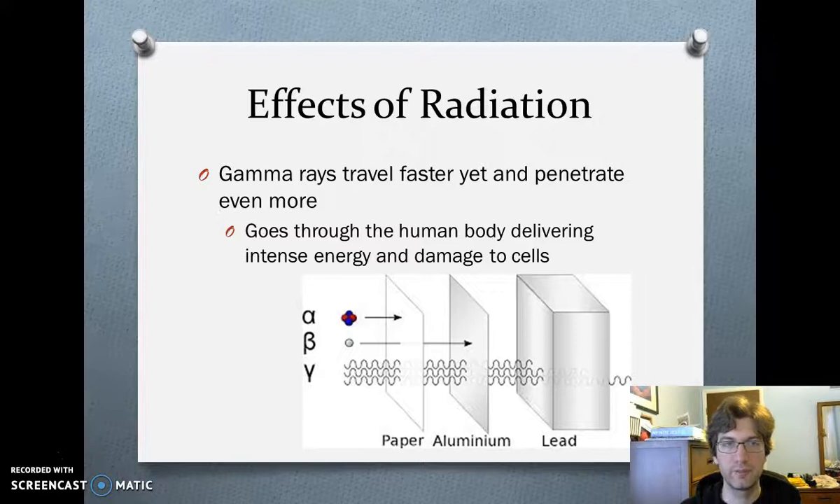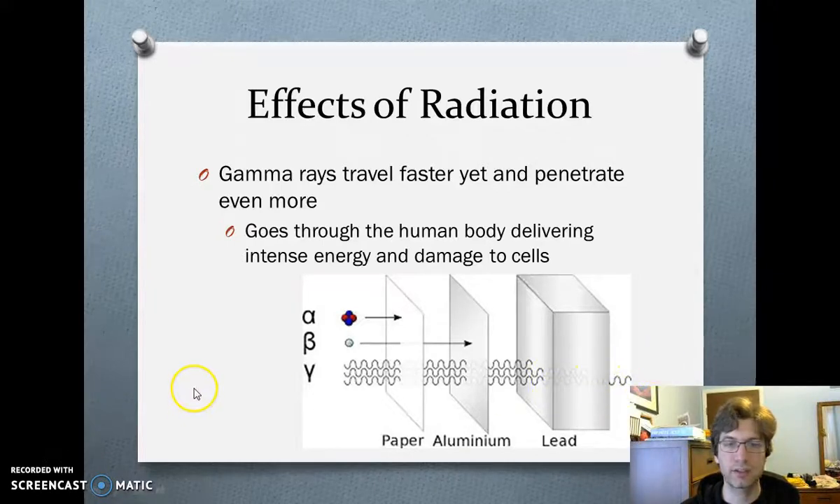Our last one is the effects of gamma radiation, and these are actually the biggest concern we have when it comes to radioactive decay, these gamma rays. These gamma rays are traveling really fast, and they have very short wavelengths compared to other forms of light. In fact, they are the shortest of the forms of light that we know of right now. And these gamma rays will penetrate paper, will penetrate aluminum, and even go through a thick block of lead.